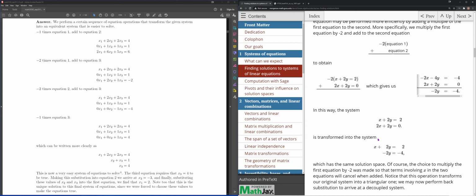So in this system, I multiply this equation throughout by minus 2, in which case I get minus 2x minus 4y is equal to minus 4. And then I add it to the second equation. Notice I didn't really change this first equation; all I'm doing is taking a multiple of it and adding it to the second one. When I do that, I get minus 2y is equal to minus 4. Now this is in a triangular form, and this is easy to solve. You just do your back substitution.